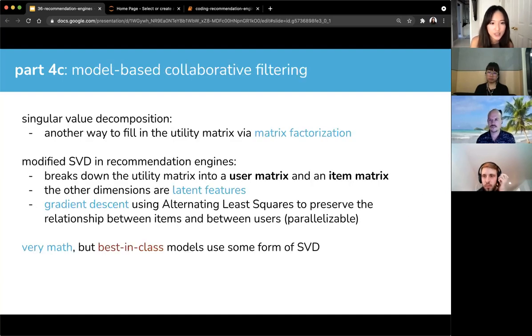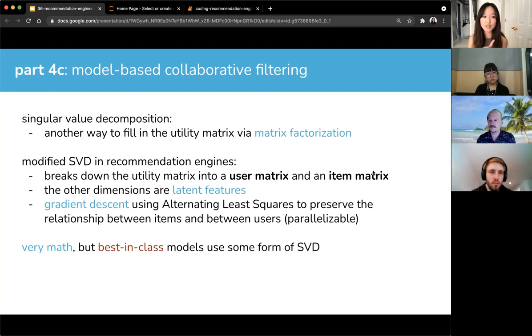Cool. The next algorithm is the main one that people use. It's called singular value decomposition, SVD. It's basically another way to fill in the utility matrix via matrix factorization. A lot of jargon on this slide. They're all related to the algorithm that we're going to talk about in a little bit. But what to know is SVD is a model that we're going to be implementing in a little bit. I have some code for that.